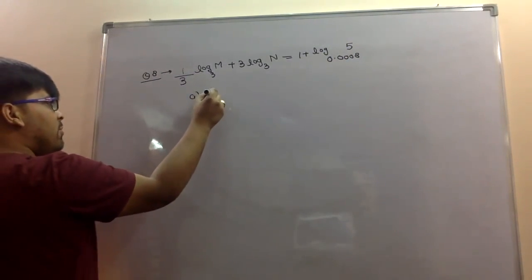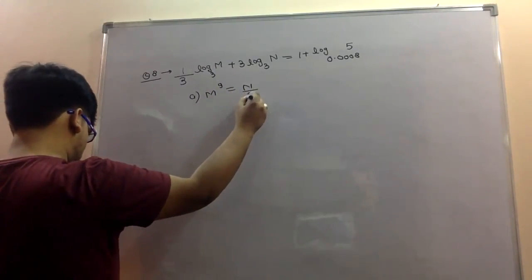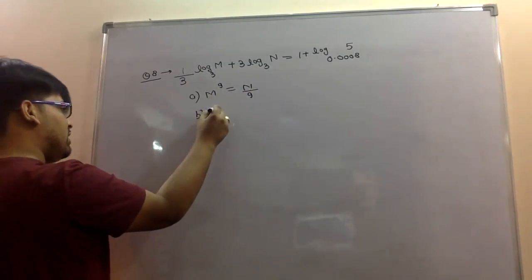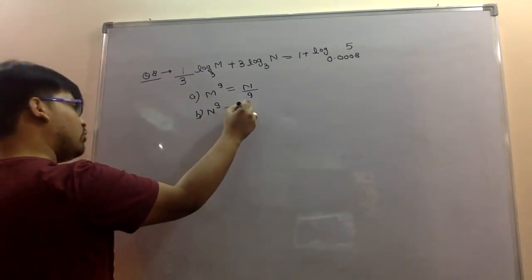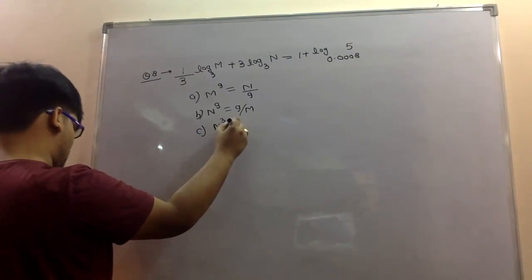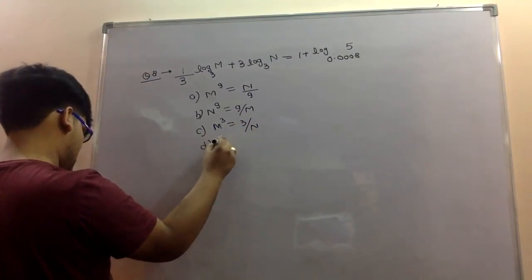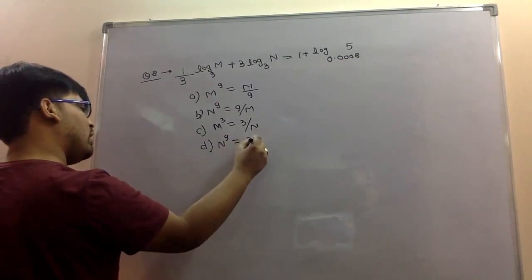Option A is m to the power 9 is equal to 9 by n to the power 9. Option B is n to the power 9 is equal to 9 by m. Option C is m cube is equal to 3 by n. And option D is n to the power 9 is equal to 3 by m.